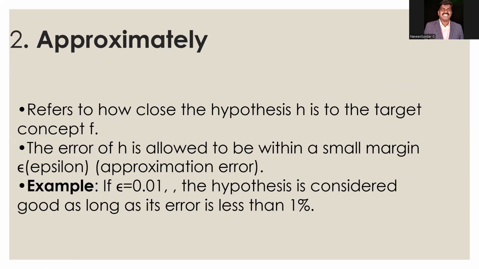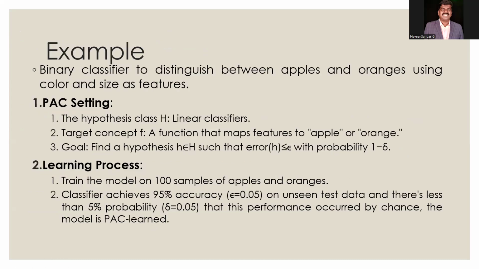Approximately means correct to the maximum level. If you want to measure like that, we can take the epsilon value as 0.01. That means the error rate is only 1%, or less than 1%. We can say such a hypothesis will be considered a very good hypothesis, because the error rate is very low. That is how we say approximately correct.